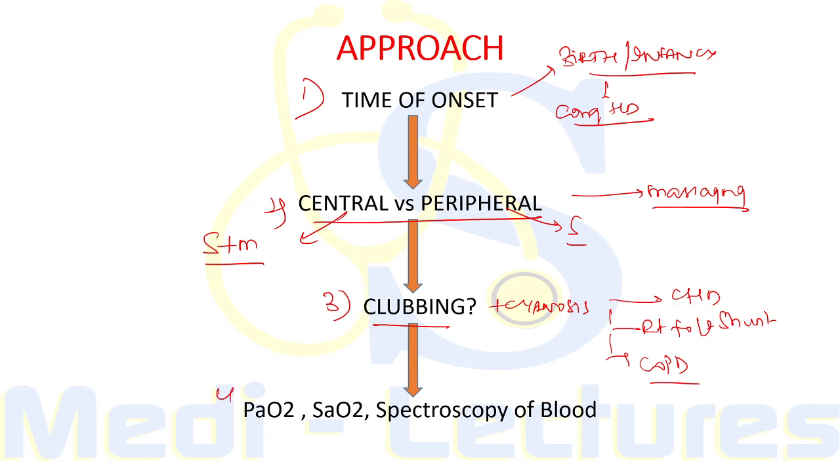And finally, we will determine the PaO2 and arterial oxygen saturation, and if in the patient with cyanosis the mechanism is obscure, then we will go for spectroscopy of blood to identify the abnormal types of hemoglobin. So this was all about cyanosis.